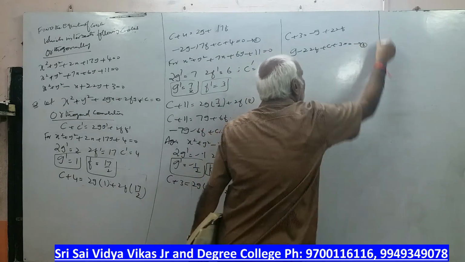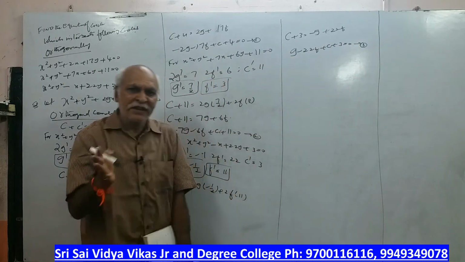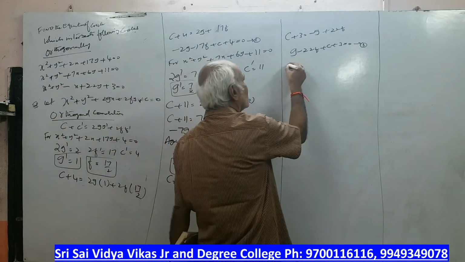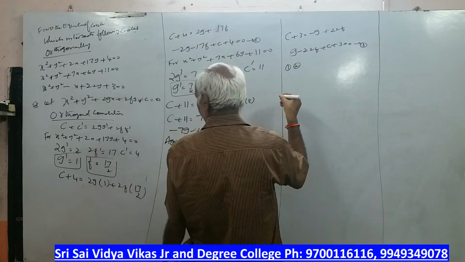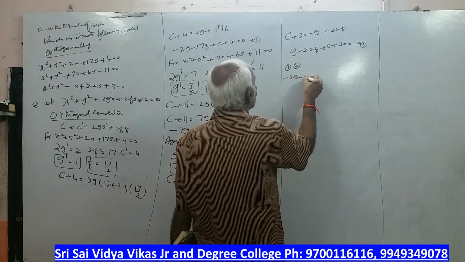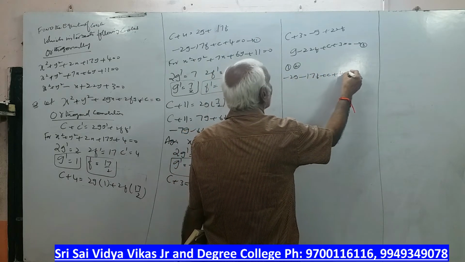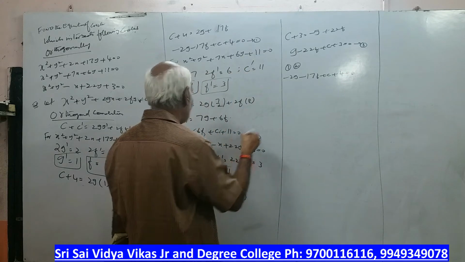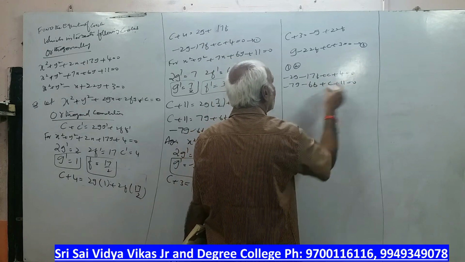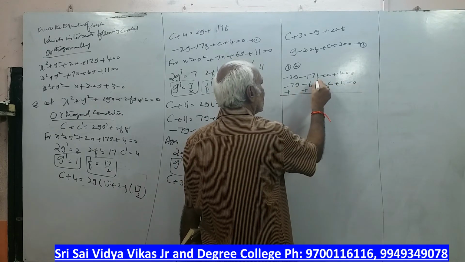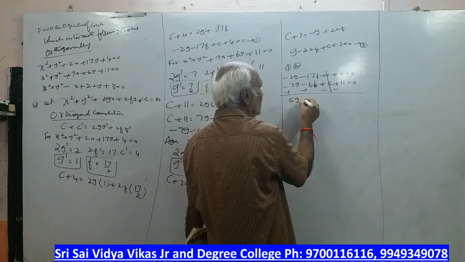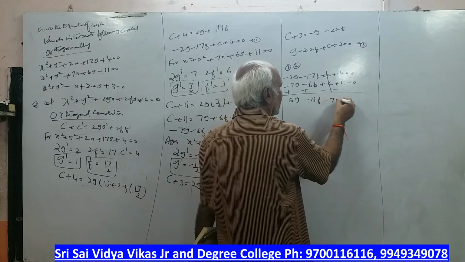Third equation. So I told you every time we have 3 conditions. So we have got 3 equations, 3 conditions. Now solve 1 and 2. What is the first equation? Minus 2g minus 17f plus c plus 4 is equal to 0. What is the second equation? 6f plus c plus 11 is equal to 0. Subtract. Cancel. So this becomes 5g minus 11f minus 7 is equal to 0.